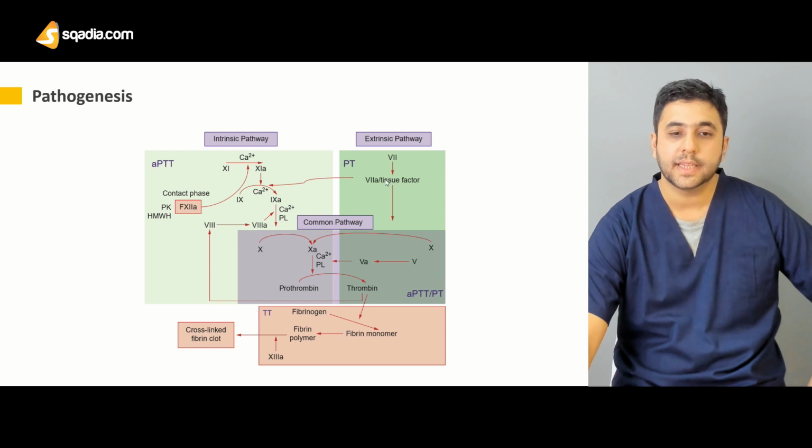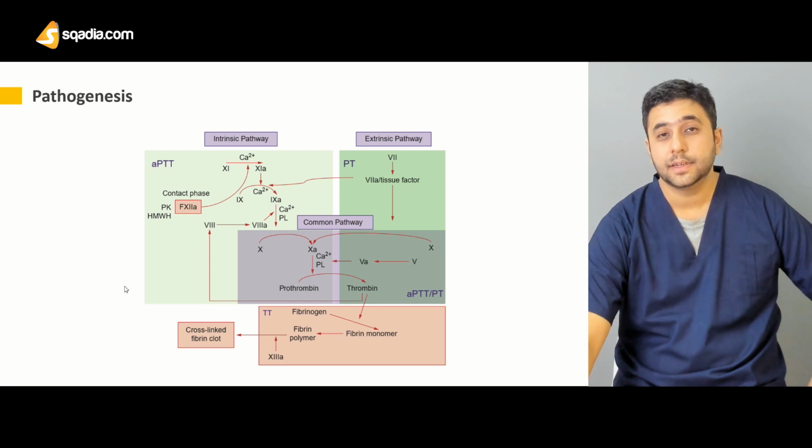So basically, you can say that the PT, the prothrombin time, studies factor 7, factor 10, factor 5, along with the prothrombin or thrombin. To study the fibrinogen monomer or factor 1, we use the thrombin time, TT, as abbreviated here.